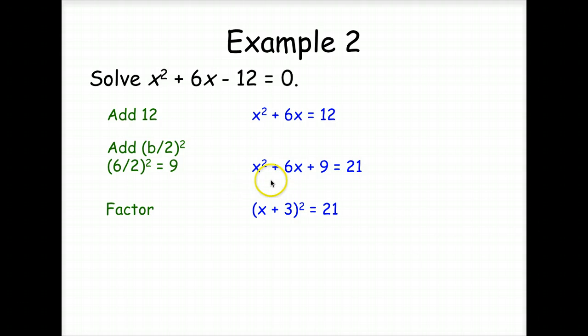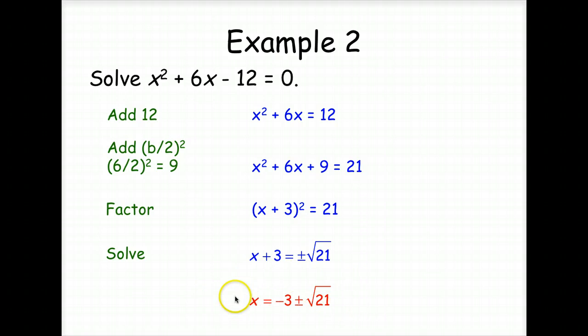Then we're going to factor this perfect square trinomial. It's x plus 3 squared. And then we take the square root of both sides. So x plus 3 is equal to plus or minus the square root of 21. Finally, we need to subtract 3 from both sides. Not such a pretty answer, is it? But it'll come in handy. This is as far as we can take this one.